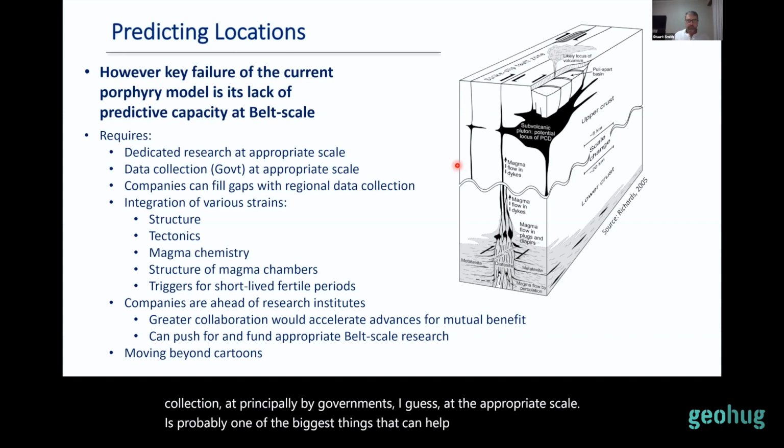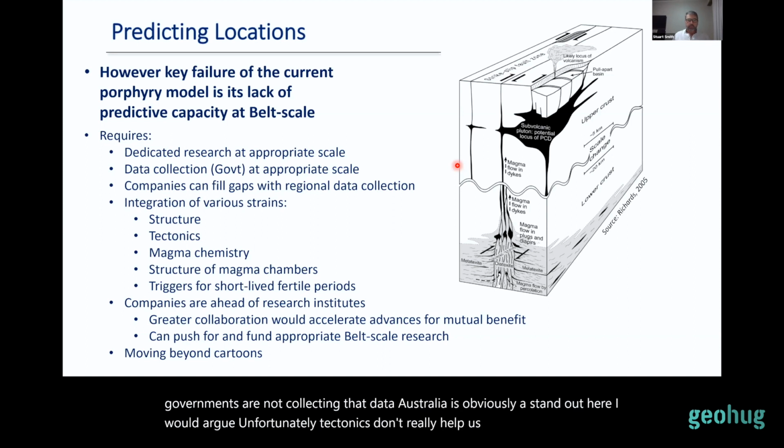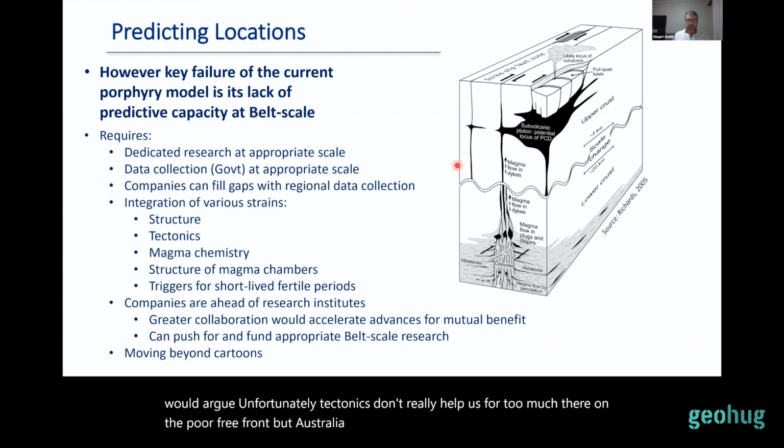Unfortunately, most governments are not collecting that data. Australia is obviously a standout here. I would argue, unfortunately, our tectonics don't really help us too much there on the porphyry front, but Australia is certainly a standout in terms of the types of data collection we need to flow into these models. But I think companies can and are filling the gaps with these regional data collections, and that's critical.